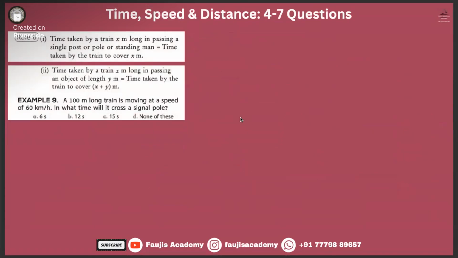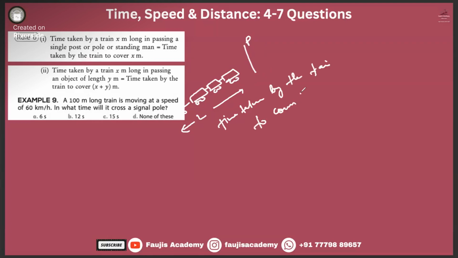Yes. Time taken by a train X meter long in passing a single post or pole or a standing man is equal to time taken by the train to cover X meter. Easy. What it essentially means is that if there's a pole and there's a train, and this is let's say the length of the train, the time taken by the train to pass this particular pole P is the same as the time taken by the train to cover the length of the train, right? Is it clear, guys?